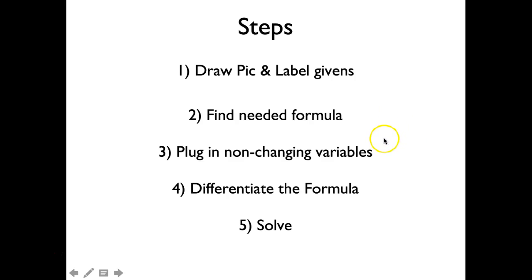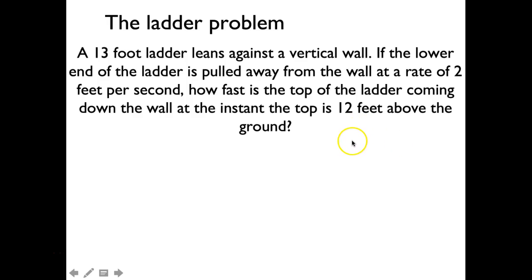Okay, first thing, let's just remind ourselves of the steps. The first one was draw a picture and label any givens, yeah? And figure out what it is that you don't know, yeah? After you do that, you need to figure out the formula that you need. Then you're going to plug in any non-changing variables, if this is even a step that's needed, okay? In this case, for the ladder problem, it always is a step, okay? So you'll see that step today. After you plug in any non-changing variables, you take the derivative of the formula you have and solve for whatever it is that you're solving for. Let's get started. I'm going to start us out on the ladder problem, okay?